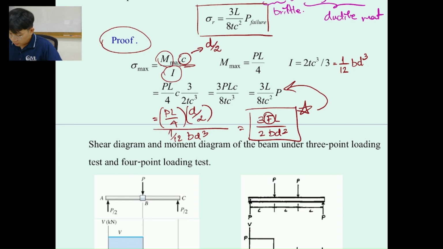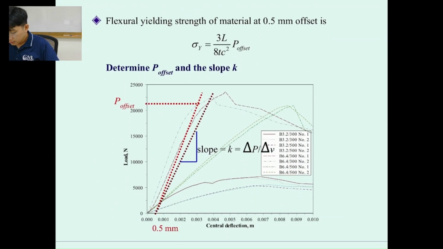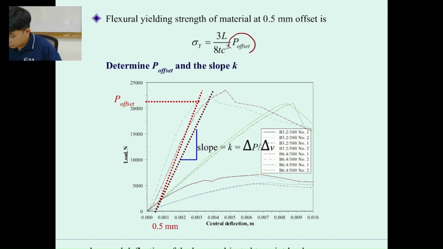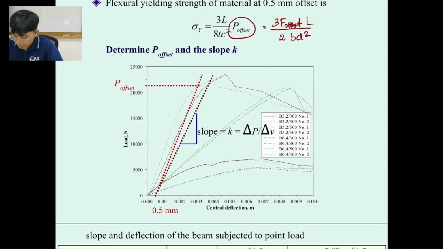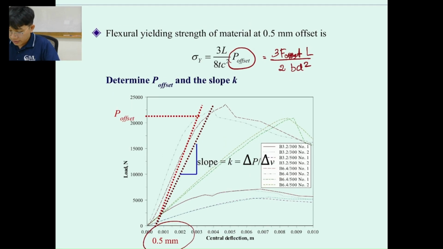Okay, and for the ductile material, we're going to use the same equation, but we're going to use F offset at 0.5 millimeters. So in the lab sheet, it's supposed to be 3 F offset L divided by 2 BD squared. Okay, and then for the F offset or P offset, you can just offset 0.5 over here, and then find the modulus of rupture for the ductile material.